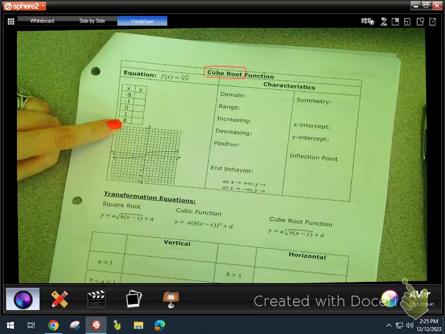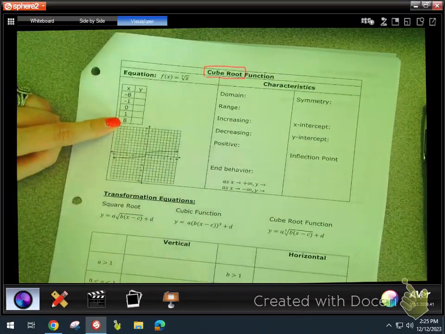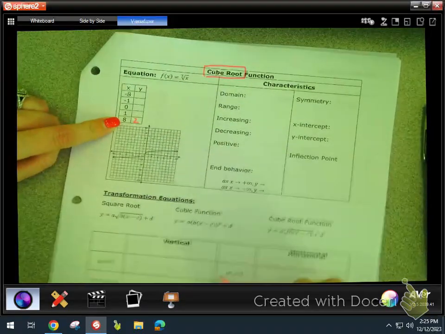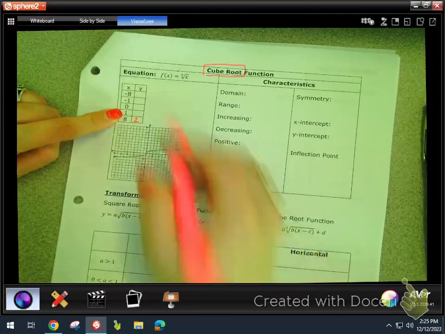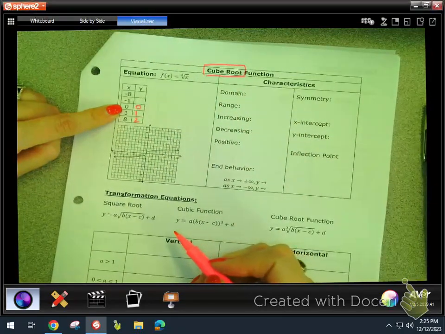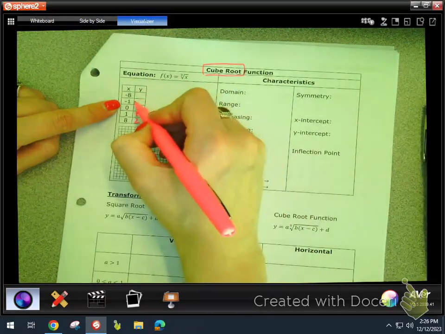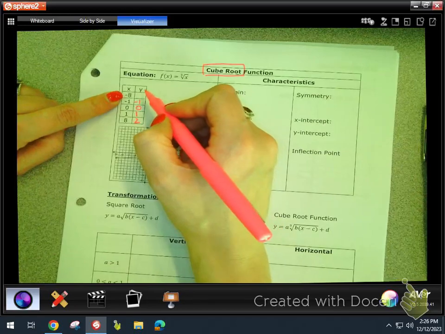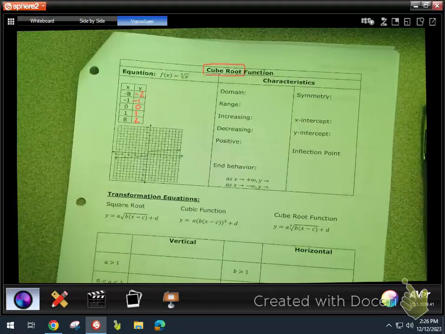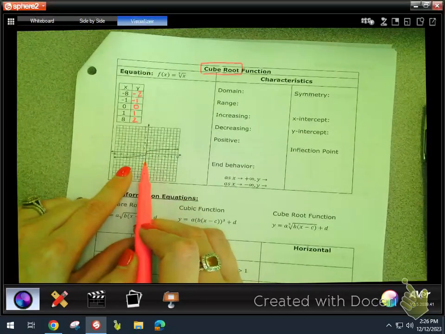So we'll actually go bottom to top with this one. What times itself is 8? 2. Okay? 2 times 2 times 2 is 8. What's the cubed root of 1? Cubed root of 0? Cubed root of negative 1 is, and negative 8, cubed root of negative 8 is negative 2. I will show y'all how to take a cubed root of something on a calculator because it is good to know.